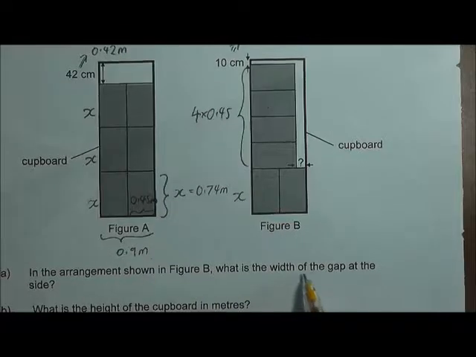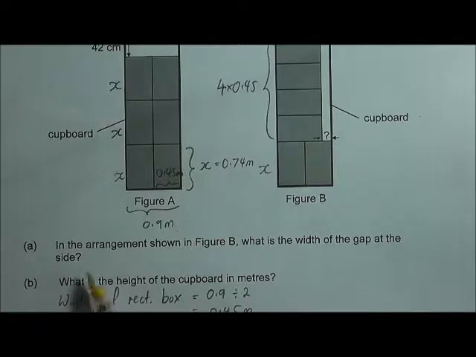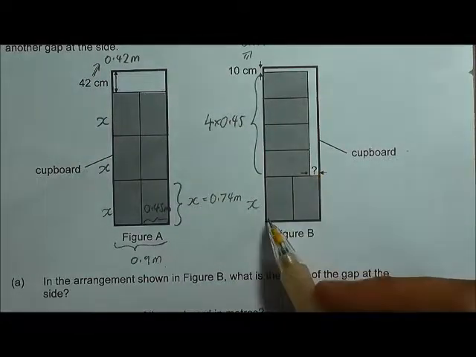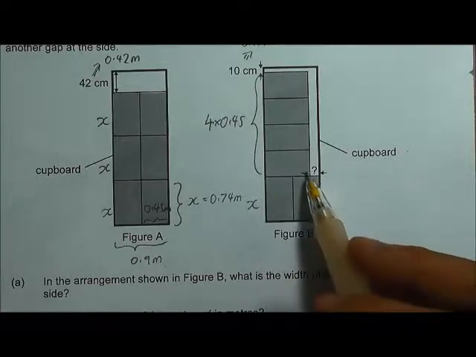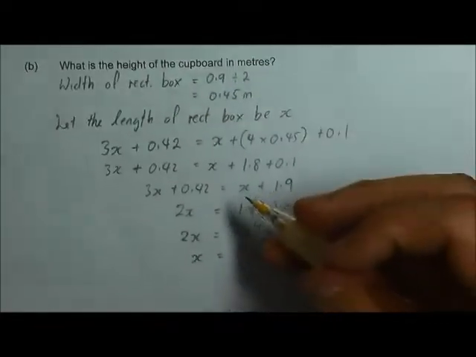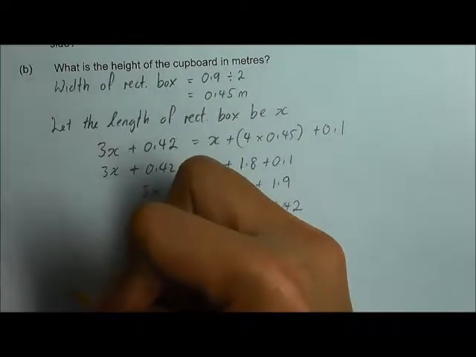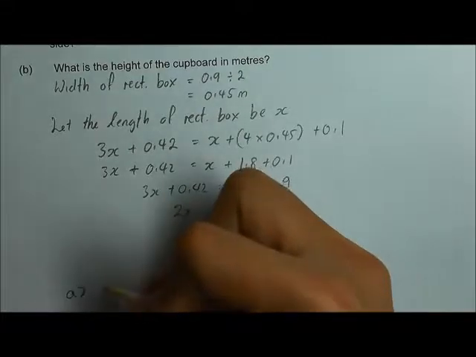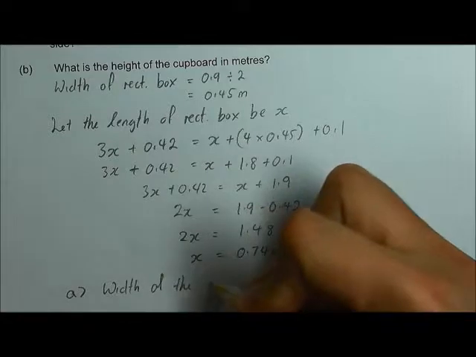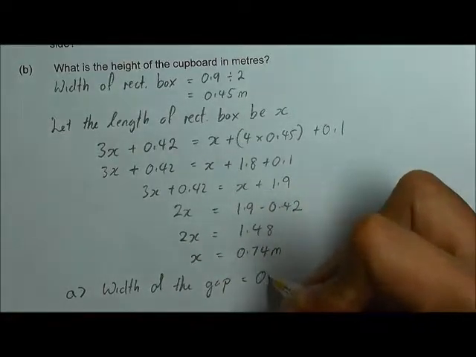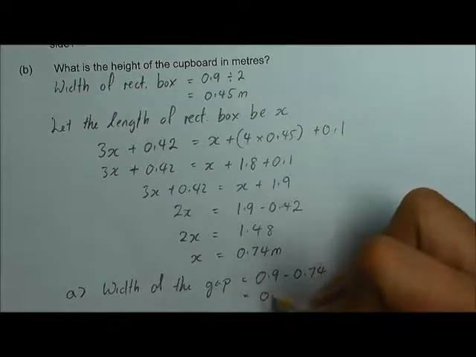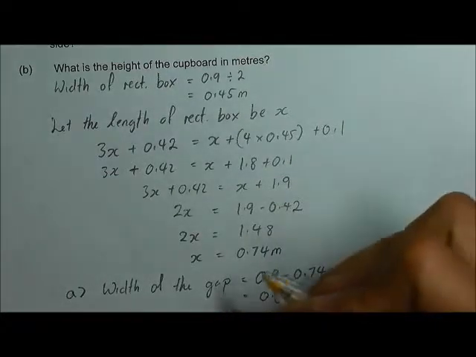What is the width of the gap at the side in figure B? So it will be this gap. This gap is just 0.9 meters minus the length of the box, which is 0.74. So for question A, the width of the gap is equal to 0.9 minus 0.74. That will give us 0.16 meter.